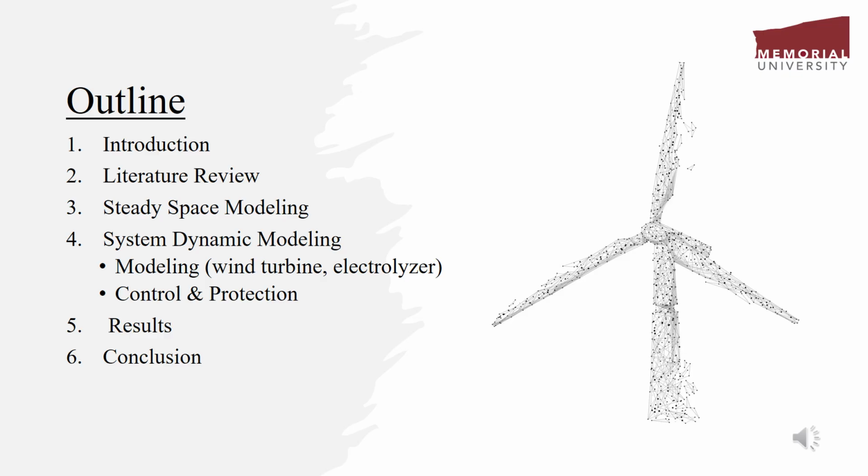Next is the steady state modeling section, where I describe how the basic operating points of the system components were determined. After that, I will go to the system dynamic modeling, where I'll be presenting time domain simulations and control strategies, including the wind turbine, electrolyzer modeling, and control and protection schemes. This will be followed by the results, where I will show key outputs such as hydrogen production efficiency, voltage regulation, and power performance. Finally, I'll wrap up with the conclusion summarizing the findings and possible future improvements.